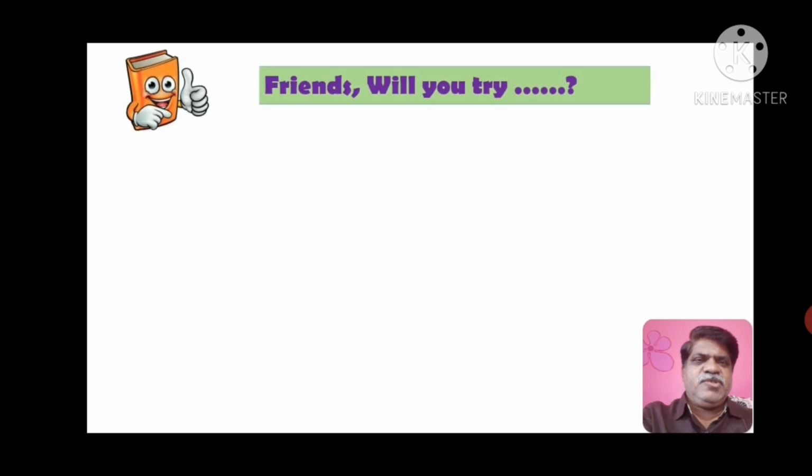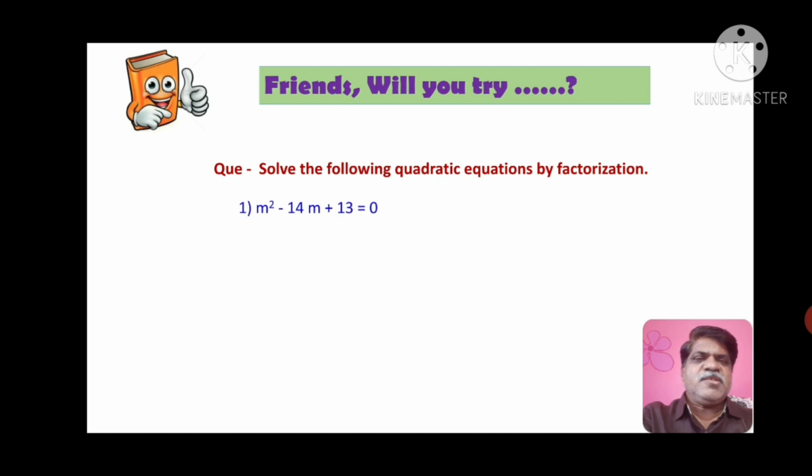Friends, will you try for the following problems? Solve the following quadratic equations by factorization. Number 1, m square minus 14m plus 13 is equal to 0. 3x square minus x minus 10 is equal to 0. Third is 3y square is equal to 15y. Fourth, x square is equal to 3. And fifth one, 6 root 3 x square plus 7x is equal to root of 3. So friends, try these problems. These are very easy.